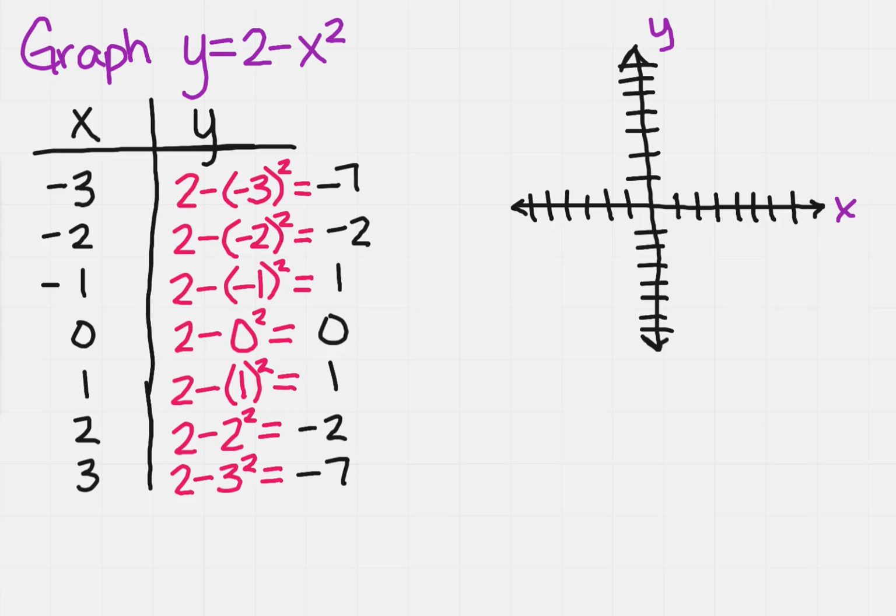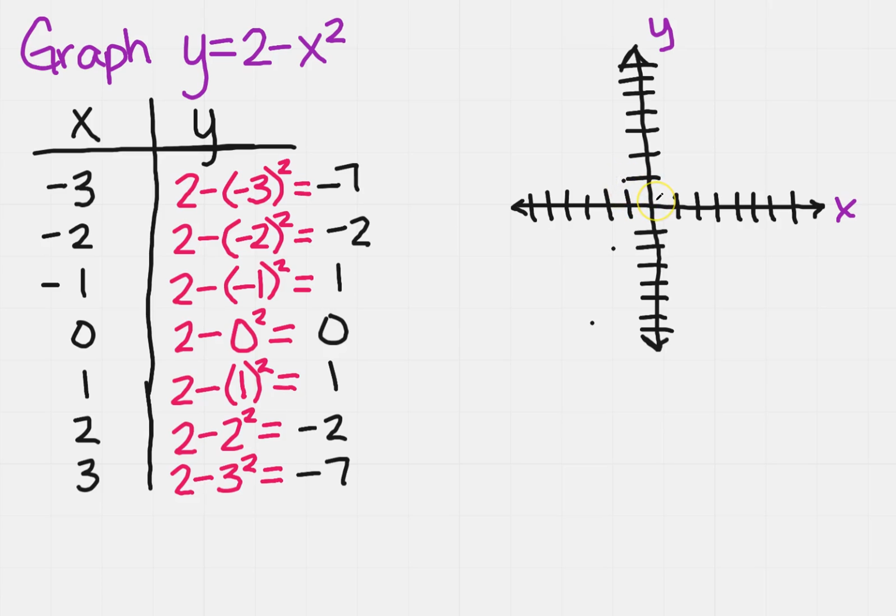And if I have minus 3, minus 7, I'm going to go to the left 3 places, 1, 2, 3, and then I'm going to go down 1, 2, 3, 4, 5, 6, 7, and I'm going to put a point. It's not exact, I know. And then I've got minus 2, minus 2, so there's minus 2, to the left 2 and down 2. And then I've got to the left 1 and up 1.